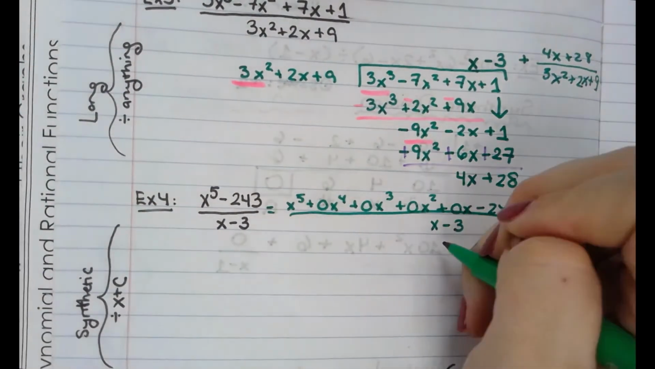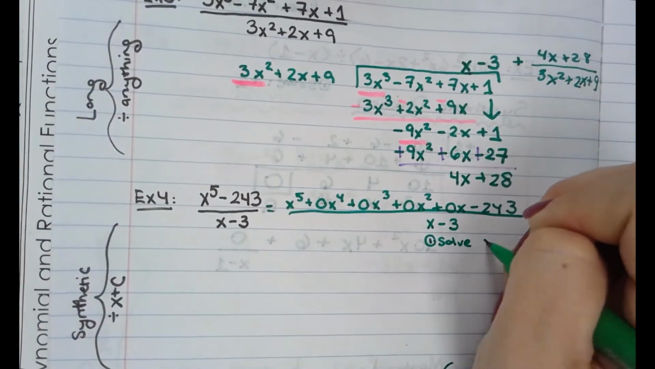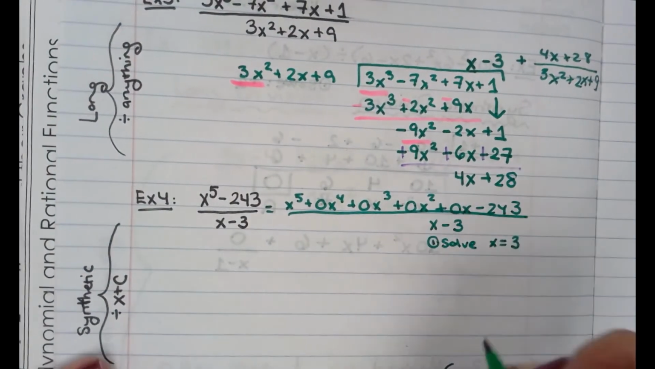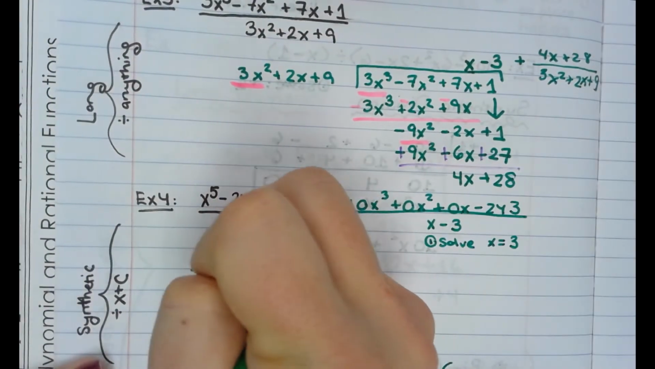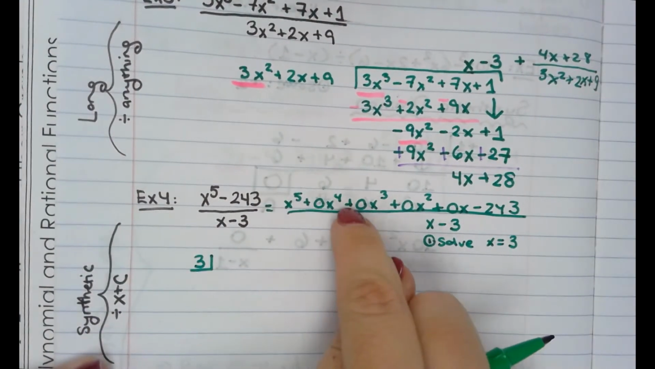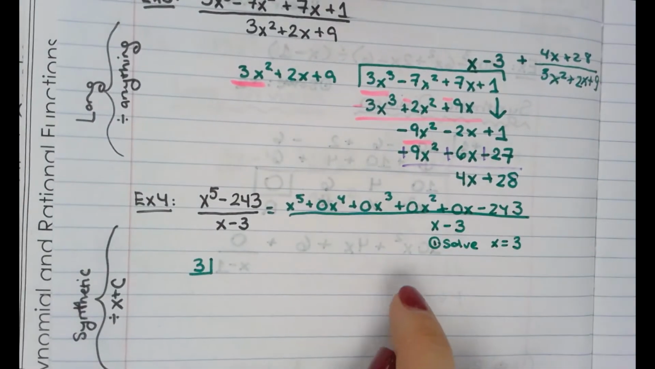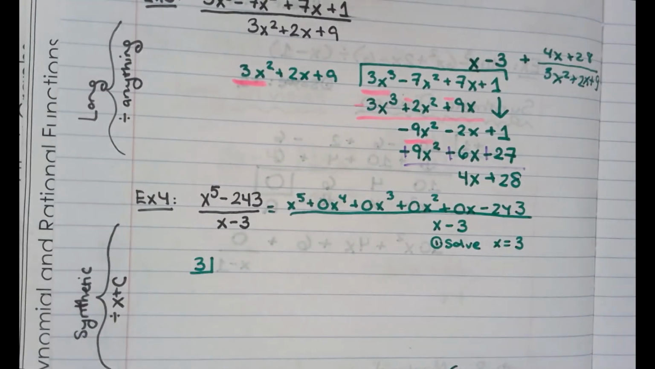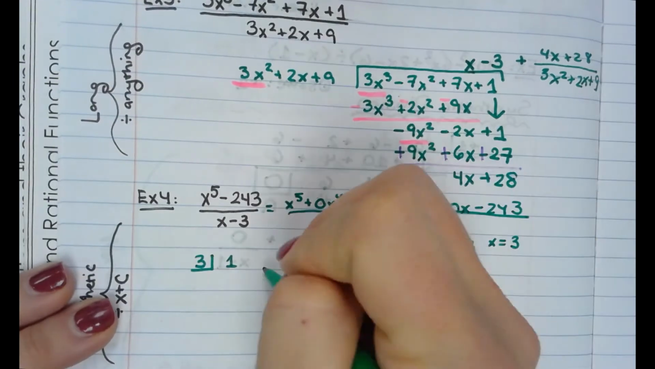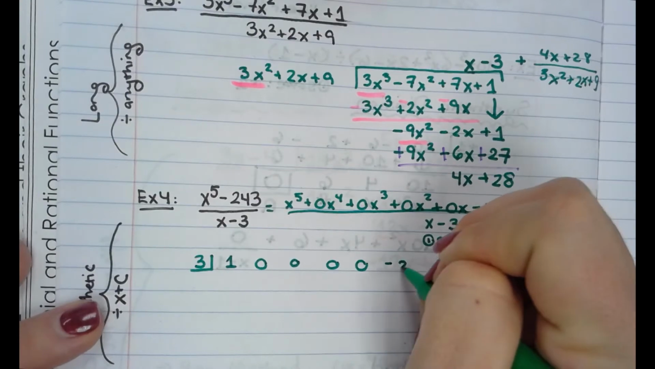So step number 1 again is that you always solve, and we get x is equal to 3. So go ahead and put 3 into the box. And then we're going to pop all of these coefficients, even all the zeros, straight into here. Okay, so here we go with the coefficients. Positive 1, 0, 0, 0, 0, negative 243.